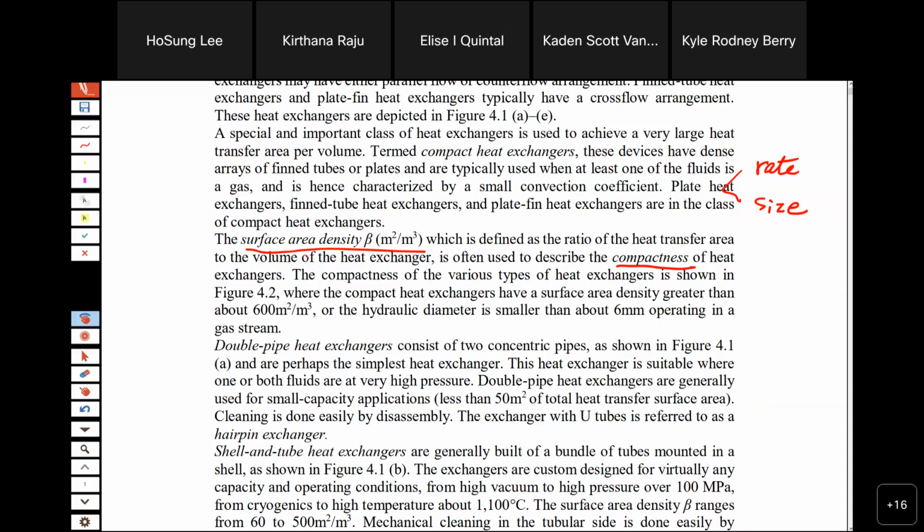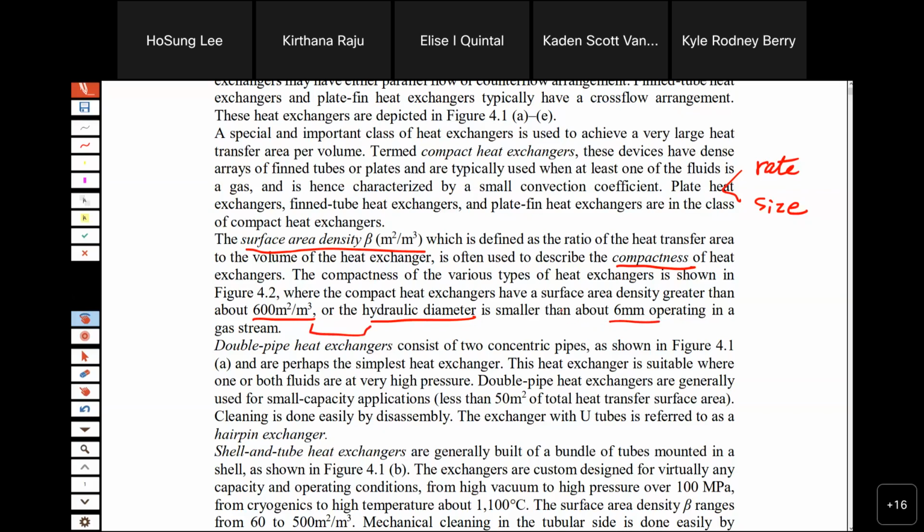When we compute the surface area density, 600 is the threshold for compactness, so a heat exchanger with density above 600 is compact. It's directly related to hydraulic diameter, so we can also have an index in terms of hydraulic diameter. It turns out to be about 6 millimeters. Smaller than 6 millimeters is compact.